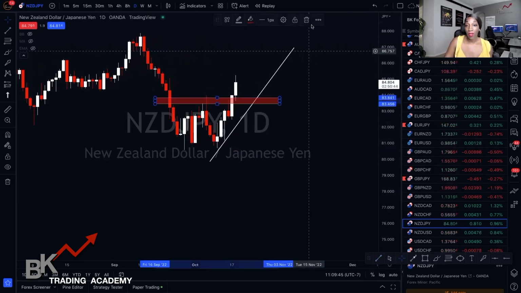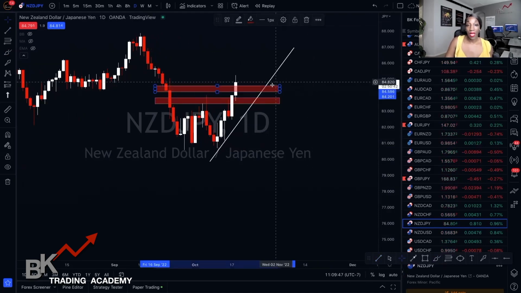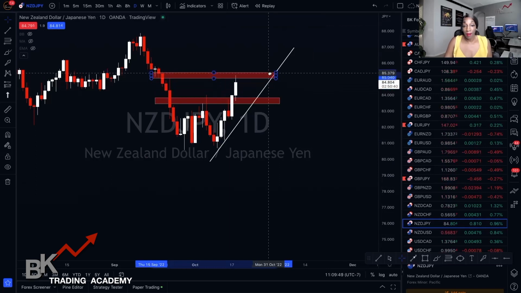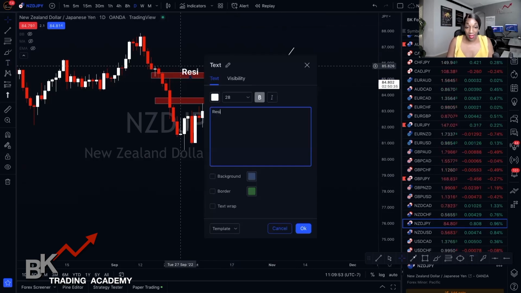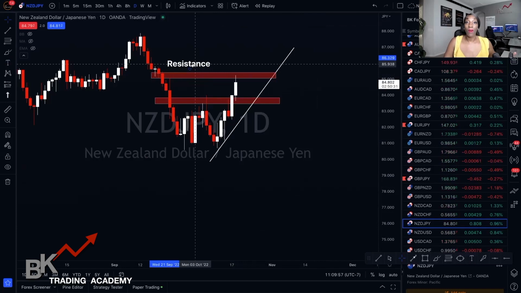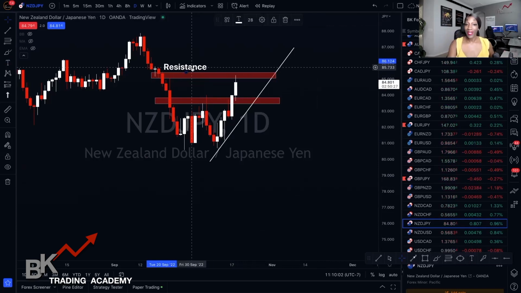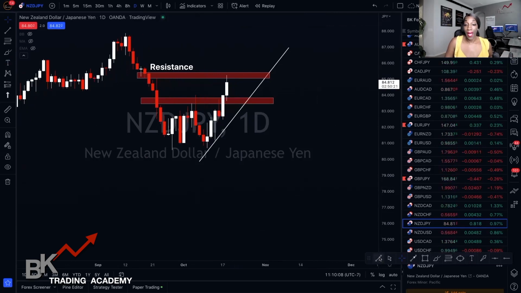I will clone this horizontal area here, and I'm going to bring this up to about right here. And now I'm just going to note to myself that this is my current resistance on the daily. The reason why I want to be mindful of this is because price will continue to retest this resistance in the future, which could be a take profit target that I can consider. So what I want to see is a pullback into this area of value.